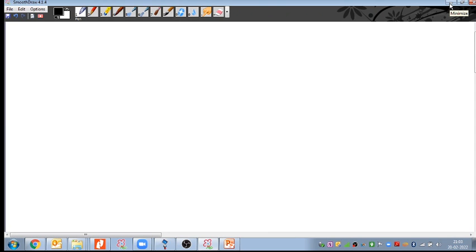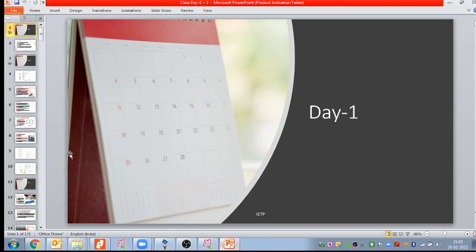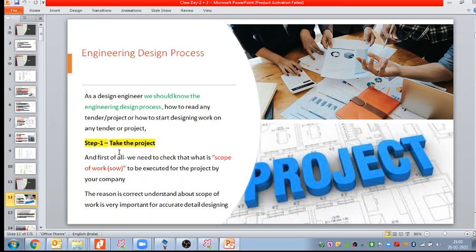So yesterday we discussed the voltage selection, the nominal voltage, and the rated voltage. Let me open the presentation also. Yeah, so step one, when we start the engineering design process of any project.